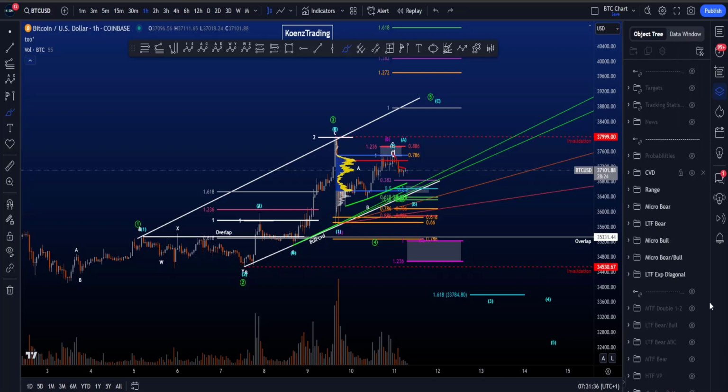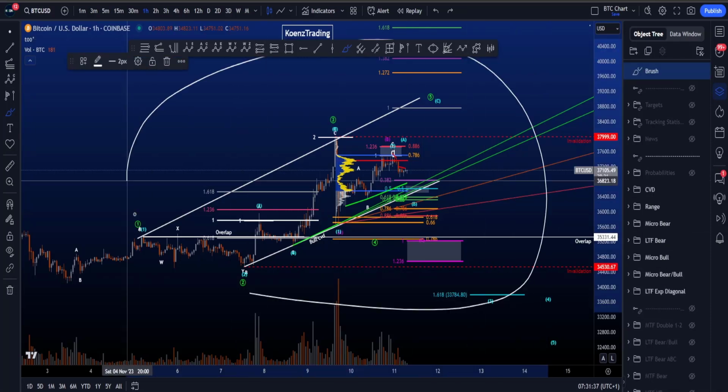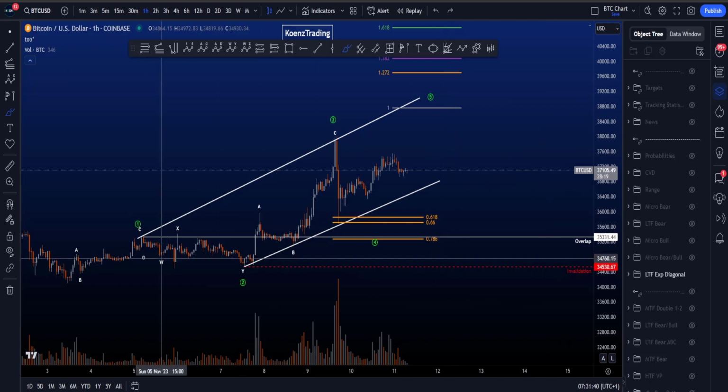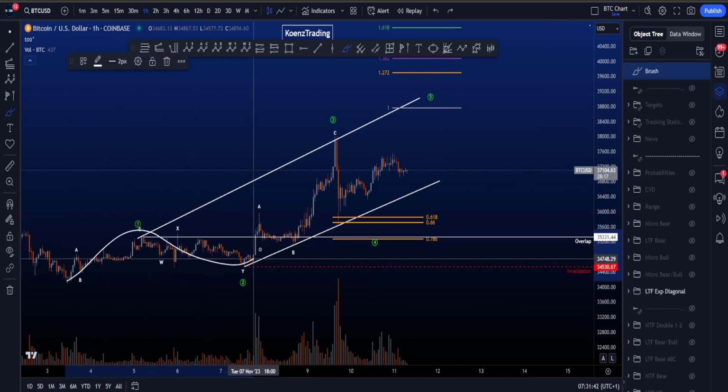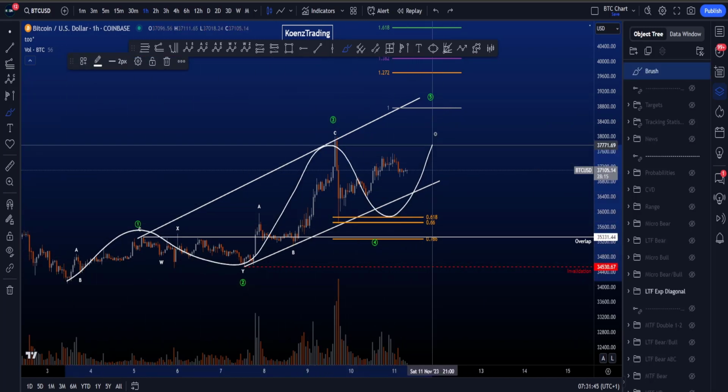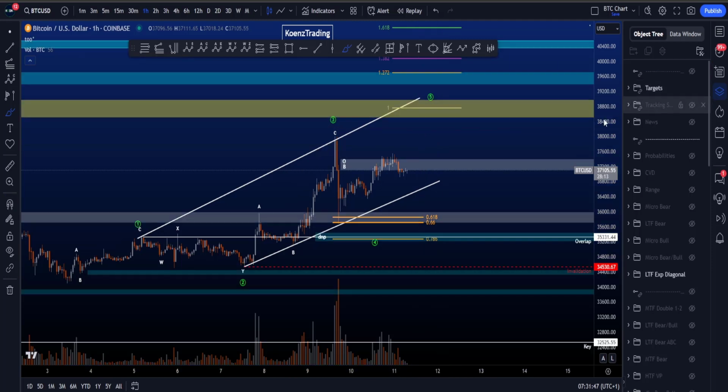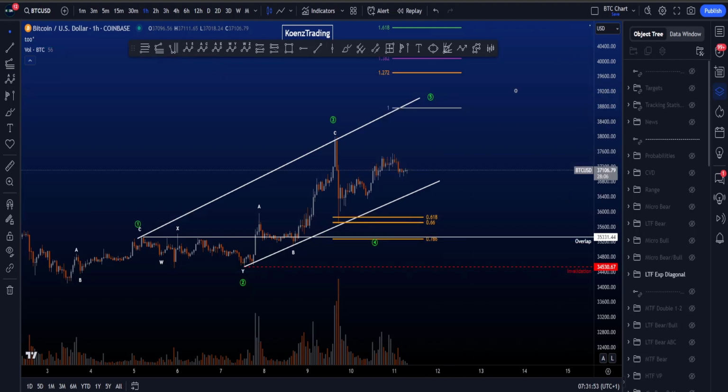Hi everyone, let's go over my bullish and bearish Elliott Wave scenarios on Bitcoin, starting with the bullish scenario where we're looking on the low time frame for an expanding diagonal to the upside, 1, 2, 3, 4, 5, where then we're looking for this golden target box to be hit over here, which is sitting between 38.5k and 39k.